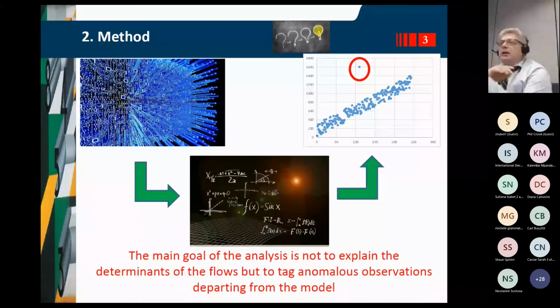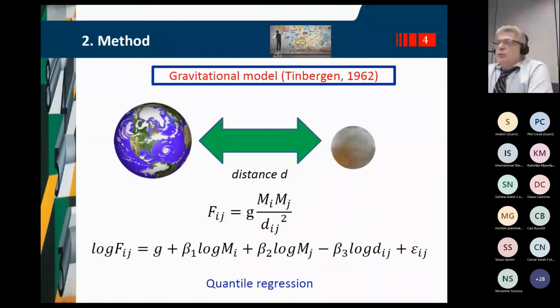We build a model that should explain the observations with economic factors, and the observations that depart from these models we can tag as anomalous. In practice, we use a general, very popular economic model to explain the flow from one geographic location to another, that mimics Newton's law of gravity. So the flow is proportional to the economic size of the ends of the flow and inversely proportional to the squared distance between them. It's quite natural to linearize this relationship with logs.